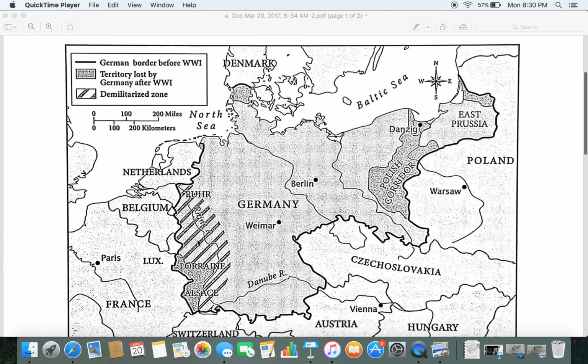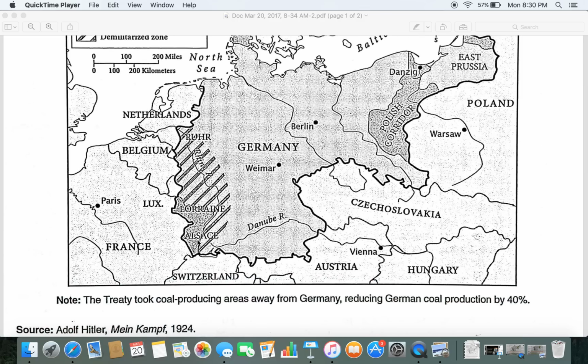So going down, I'm going to scroll down a little bit. I want you guys to highlight where it says note, and I want you to highlight that entire note because this is probably one of the most important pieces of information on this map. I'm going to read it to you guys. It says, the treaty took coal-producing areas away from Germany, reducing German coal production by 40%.